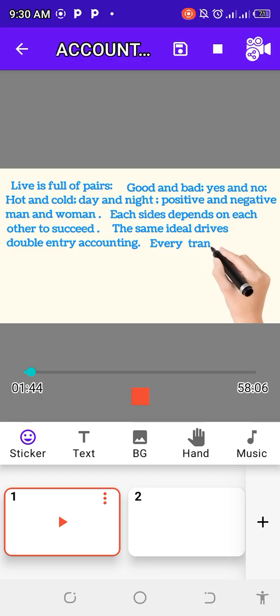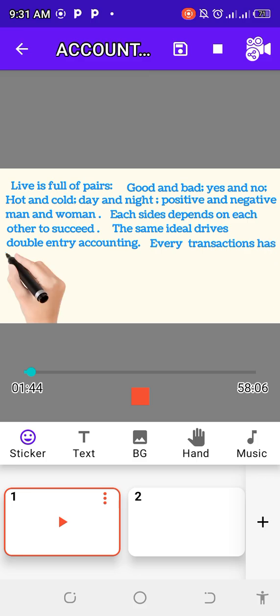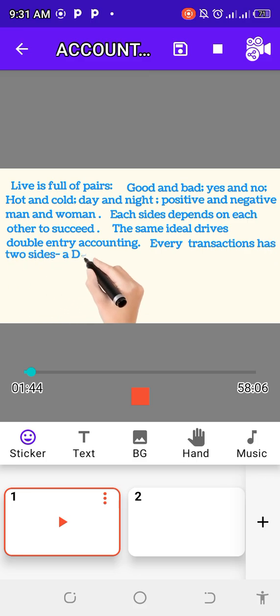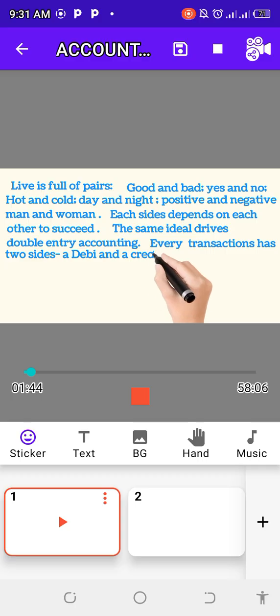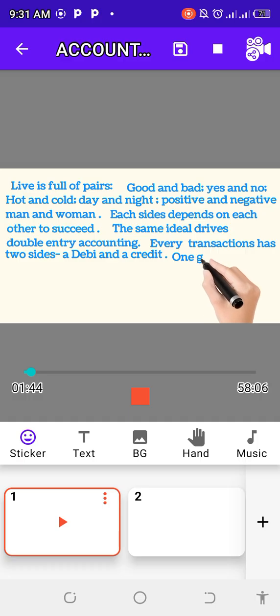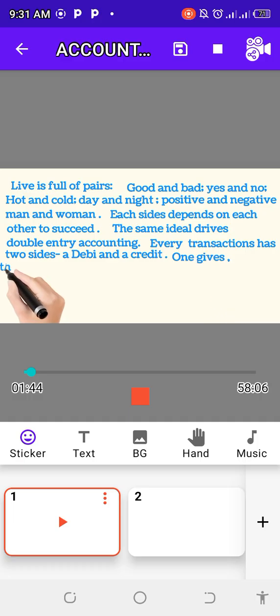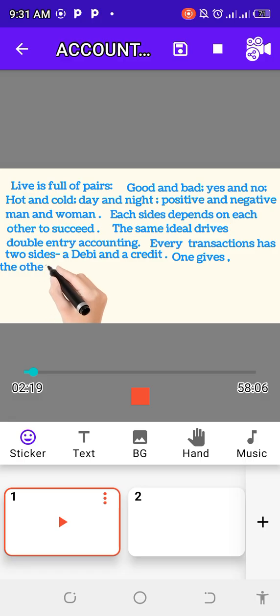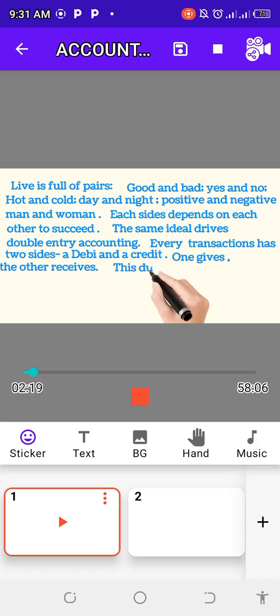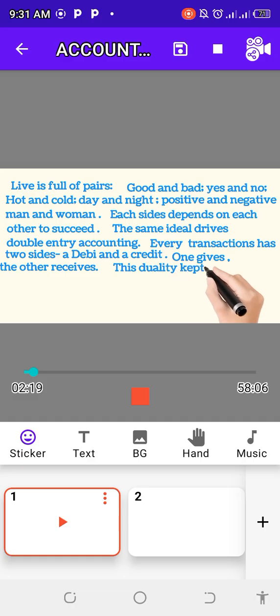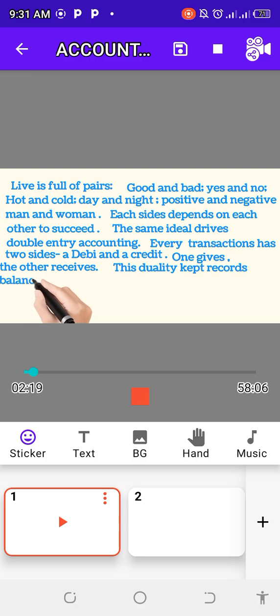Every transaction has two sides, a debit and a credit. One gives and the other receives. This duality keeps records balanced and accurate.